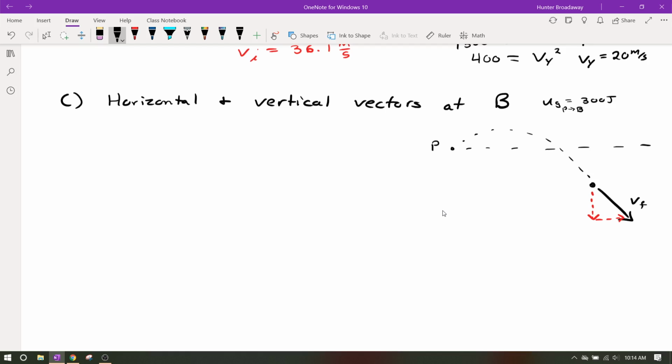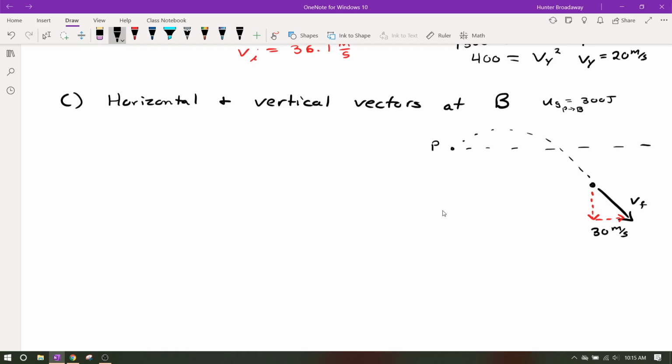Which one? Give it a fancy name. Horizontal. We know the horizontal velocity already because it doesn't change. So if it starts off at a value of 30, it's going to end up with a value of 30 meters per second. We do not know the vertical, and we do not know the diagonal one as well.